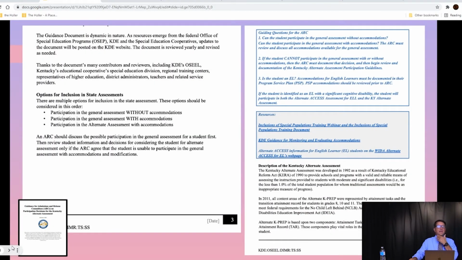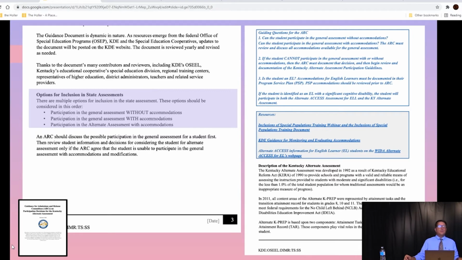And so as we look here, we see how it's arranged, and we see some very key pieces. We see that the options for inclusion in state assessments include these steps. When we are considering inclusion in state assessment, we need to first consider participation in the general assessment without accommodations, participation in the general assessment with accommodations, and participation in the alternate assessment with accommodations. And of course, when we're talking about 1% and we're talking about participating in the alternate assessment, that last option is going to be the option that you're going to select.